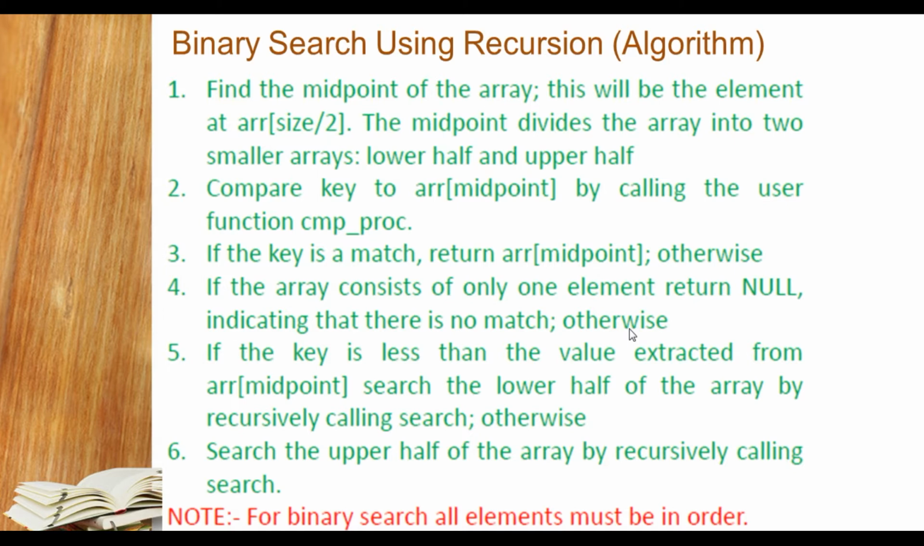Second point, compare the key to the array midpoint by calling the user function compare. Here the key value means the search element, that is asked by the user at the console. And we are comparing whether this element is matched or not. Third point says that if the key is matched, meaning the search element and the array midpoint element are the same, then we return the midpoint, that is, return the array midpoint.